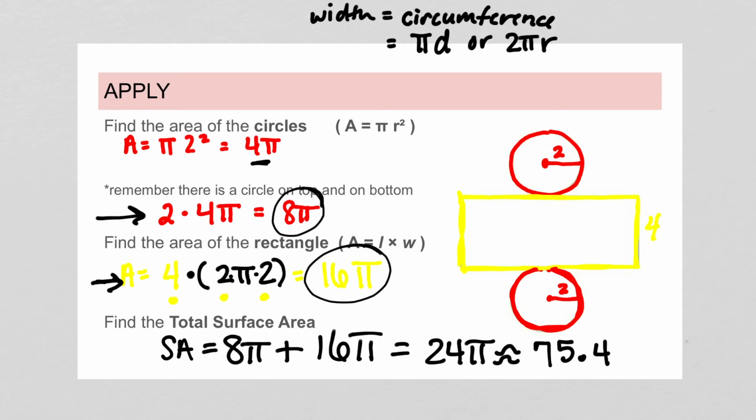75.4 is an approximate answer. And remember, if I ask you what it is in terms of pi, that means you can give me this exact answer right here. If I say estimate it or round it to the nearest something or other, that's the type of answer you would give me right there.